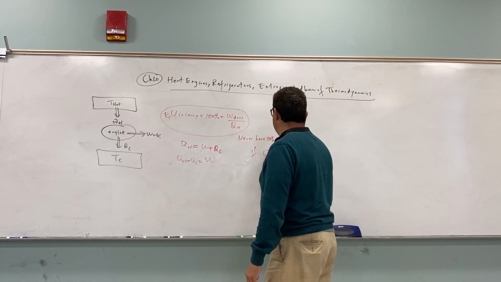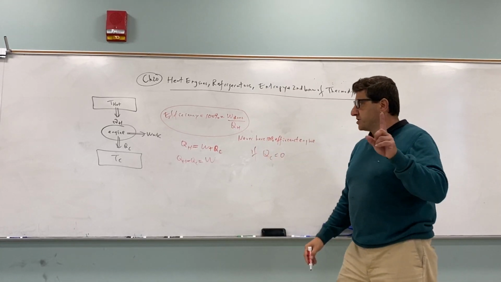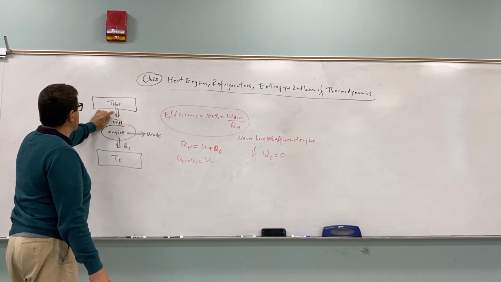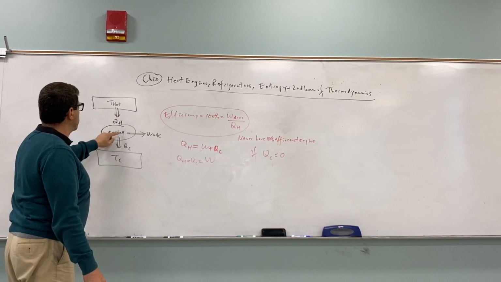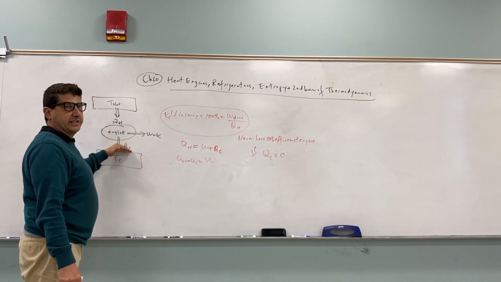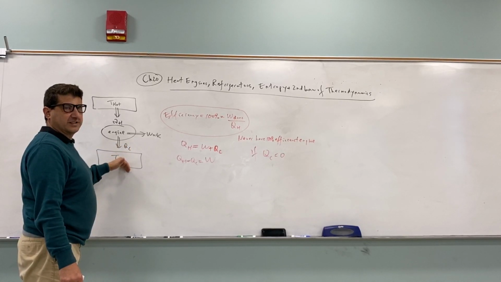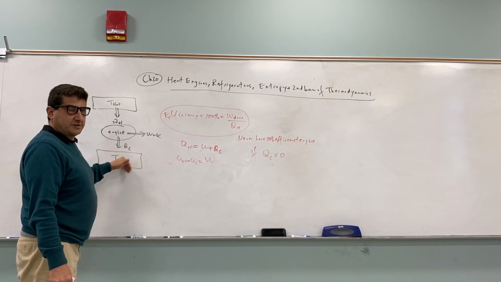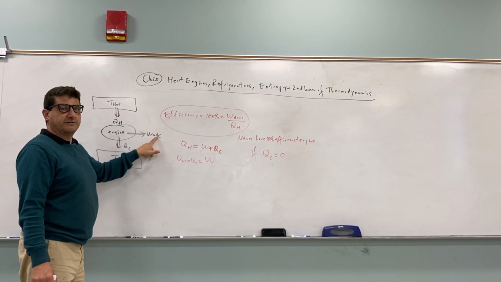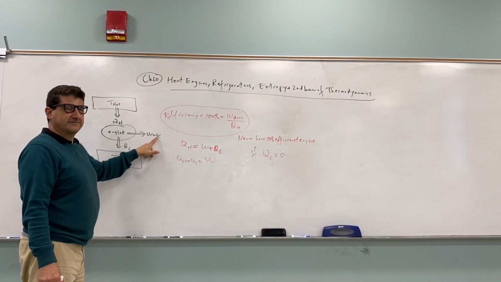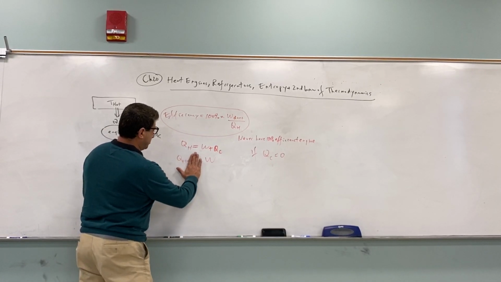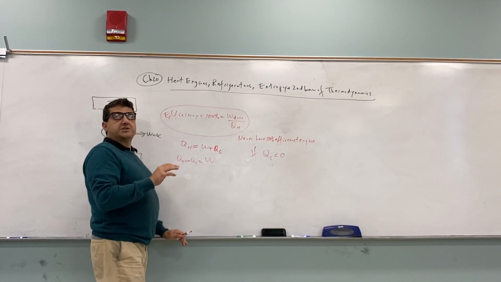So if the QC was 0, what would happen? In other words, if you can extract some amount of heat from a hot reservoir and just do work from that, and not dump anything to the cold, then you essentially created a 100% efficient heat engine, because now all the heat that's coming, I'm going to do valuable work with that.